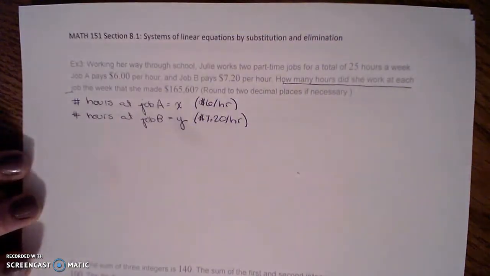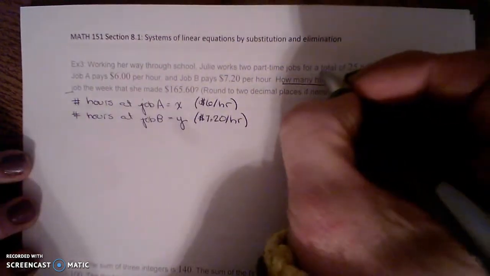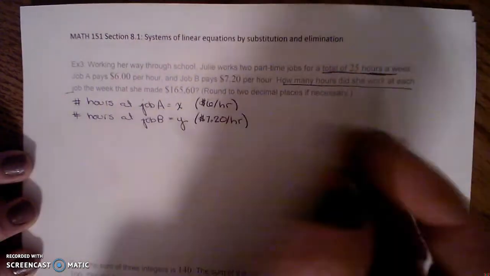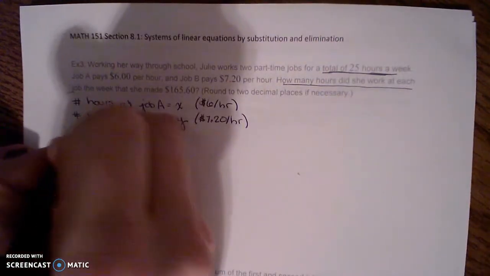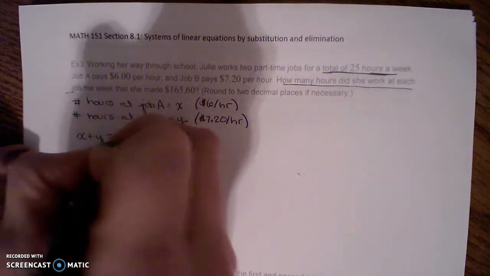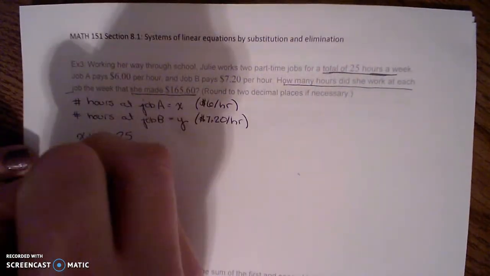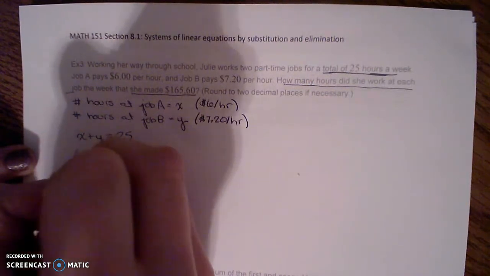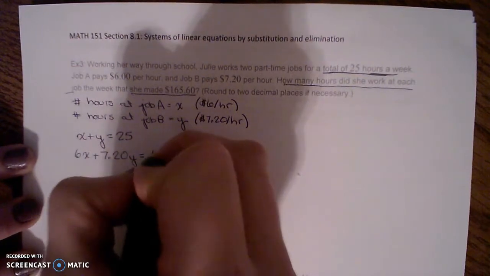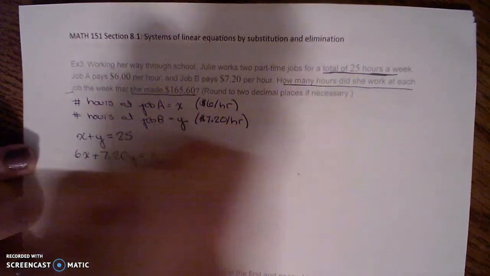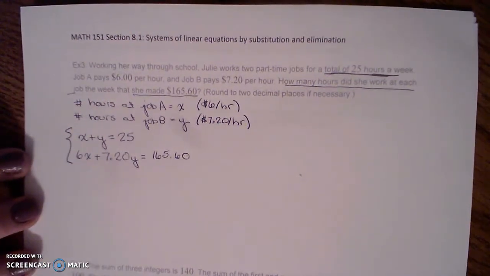All right, so now we can write down our system, which is given by these totals. The total number of hours she worked was 25. So X plus Y should equal 25. And then the total amount of money she made, which should be 6X plus 7.20Y, that should total up to 165.60. So here's my system. And you can solve this any way you like.